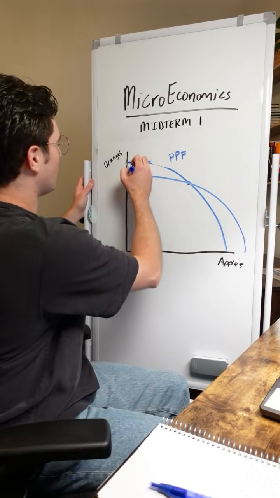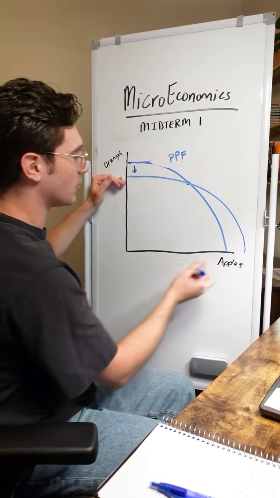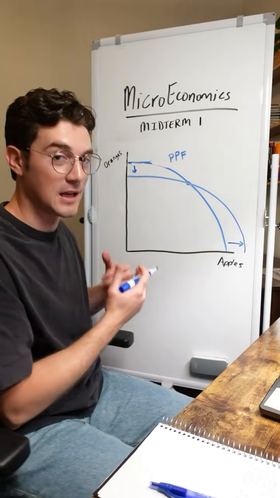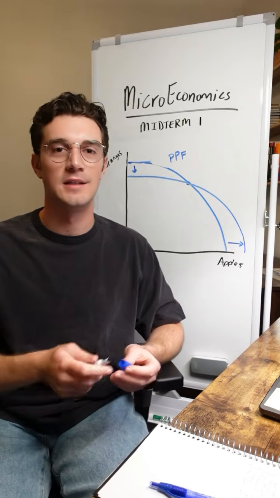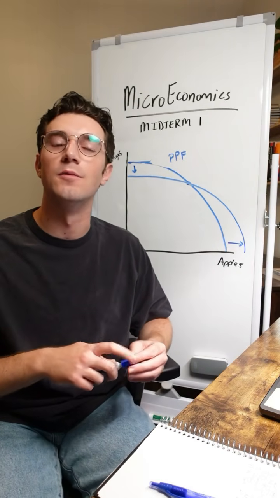It doesn't matter. Or oranges are shifting downwards. We can't produce as many oranges, but apples are shifting outward because we now can produce more. These problems aren't rocket science. I'm sure you're seeing here that they're relatively easy when you make them simple.